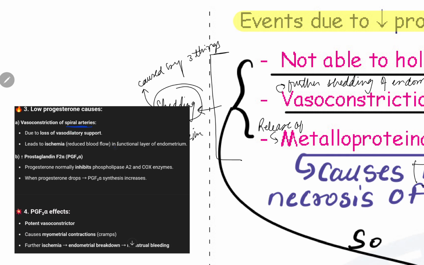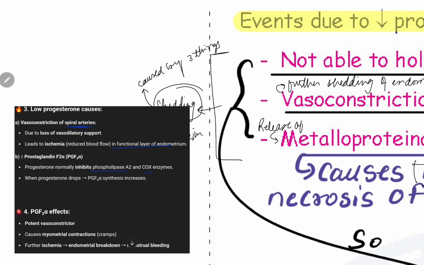It leads to ischemia, reduced blood flow in the functional layer of the endometrium. Now PGF2 alpha is increased. Why? Because of vasoconstriction. Progesterone normally inhibits phospholipase A2 and COX enzymes. When progesterone drops, PGF2 alpha synthesis increases.